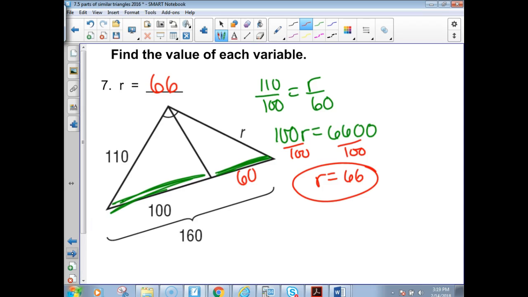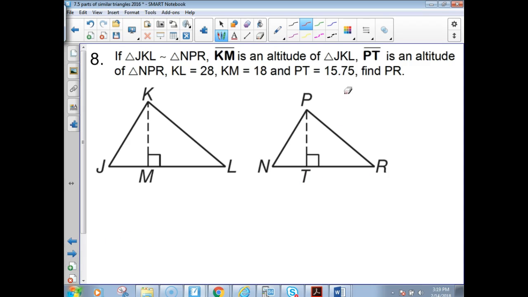Oh, well. All right, number 8. I hope we're feeling pretty good about this. I've got to do some filling in from the words. You got a lot of stuff here. These are altitudes, PT is an altitude, and KM is an altitude. KL is 28, so I'm going to start labeling this thing. KM is 18. PT is 15.75. And then we're asked to find PR, so I'll put an X on that. All right, now that I have that drawn onto my picture, it might be easier to make my setup of my problem.